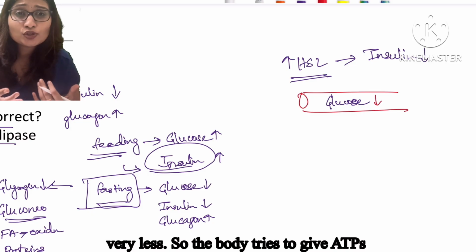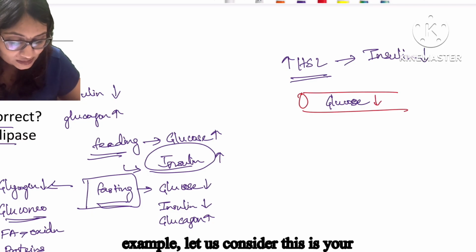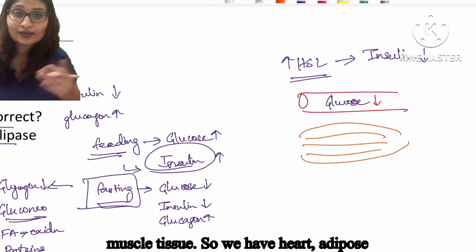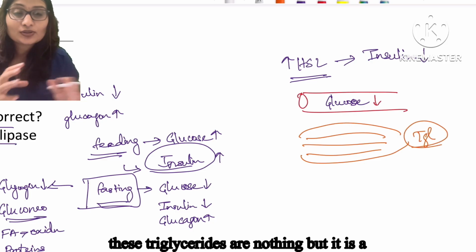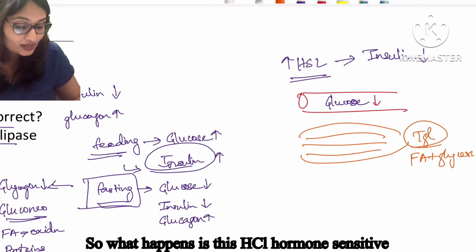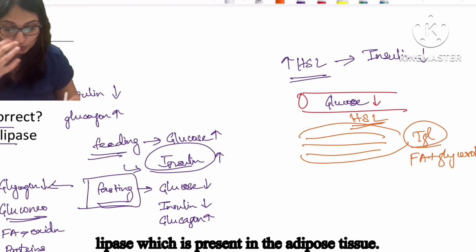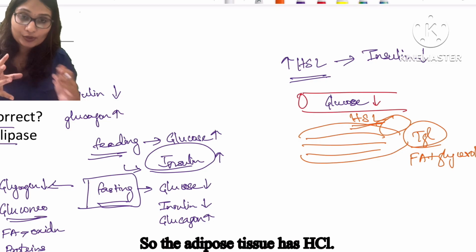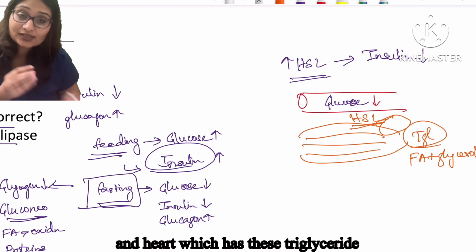So the body tries to give ATPs by breaking down some other substances. For example, let's consider this is your muscle tissue. We have heart, adipose tissue, and muscles in which triglycerides are stored. These triglycerides are a combination of fatty acid plus glycerol. This HSL, hormone sensitive lipase, is present in the adipose tissue. So we have muscle, adipose tissue, and heart, which have these triglyceride reserves.